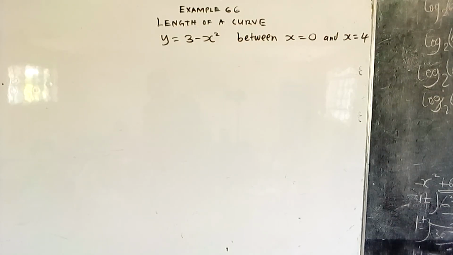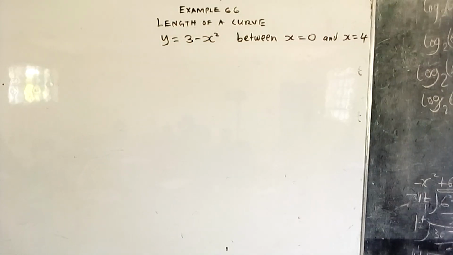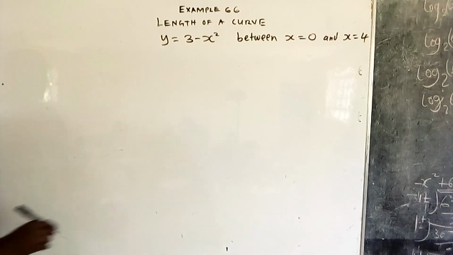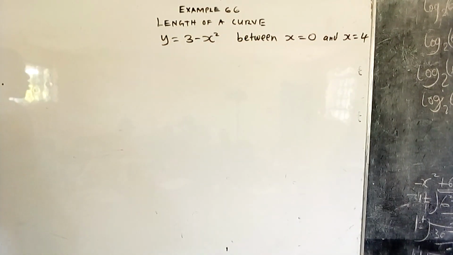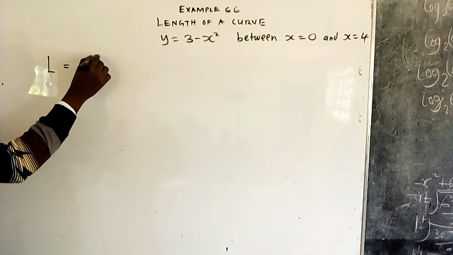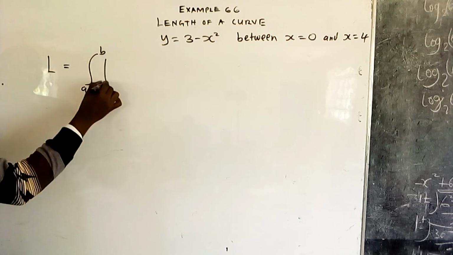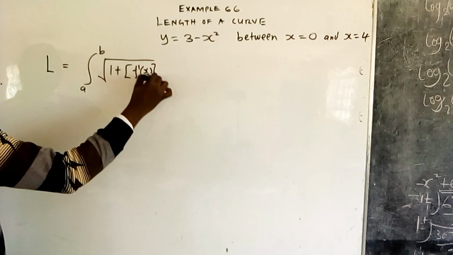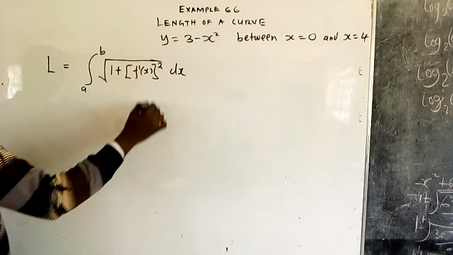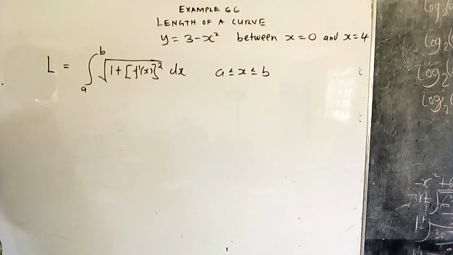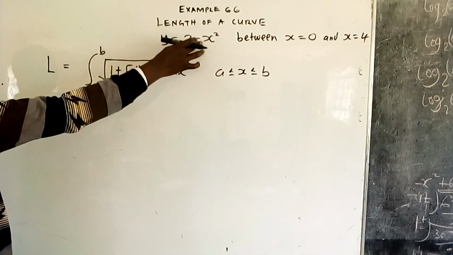So example number 66: use integration to determine the length of the curve y equals 3 minus x squared between x equals 0 and x equals 4. So we say the length of the curve is given by integrating from a to b of the square root of 1 plus the derivative of f of x squared dx, where x is between the interval a to b. You can see we've been told here y is a function of x.